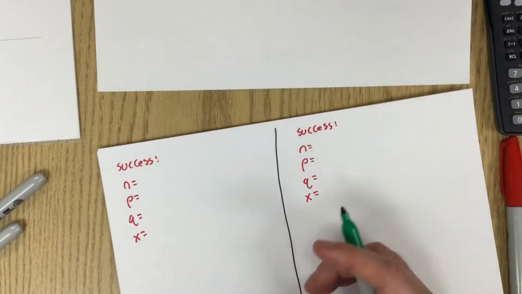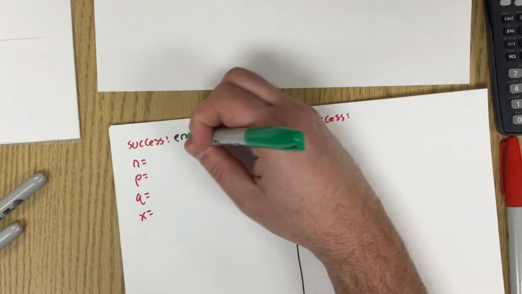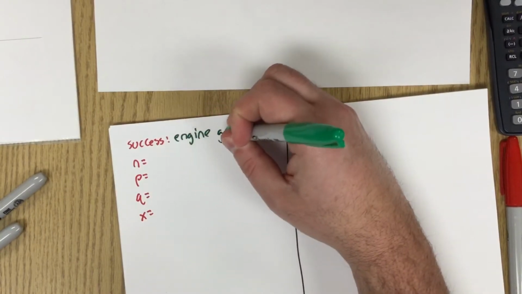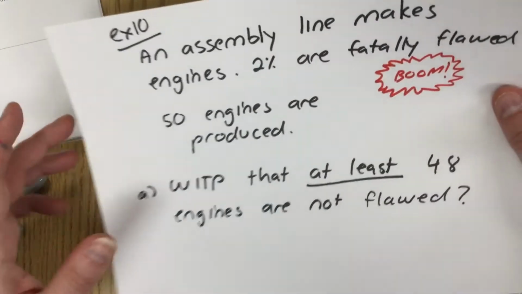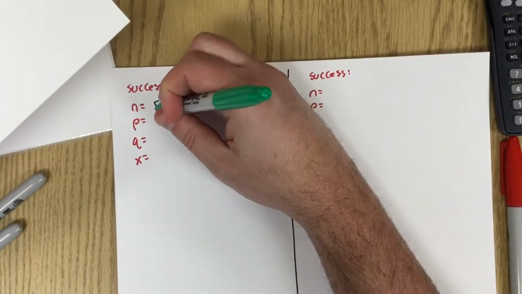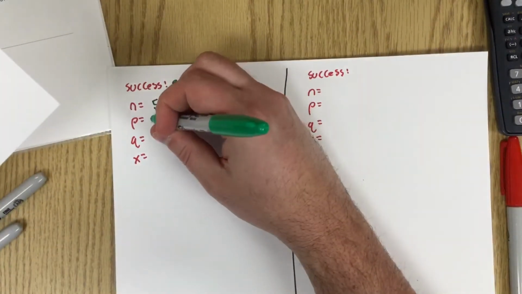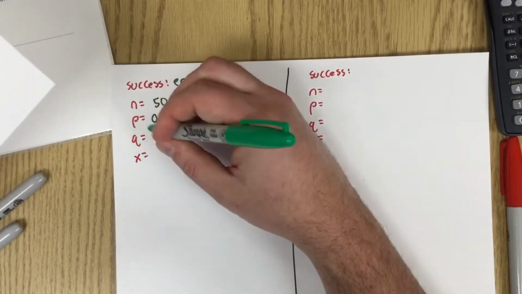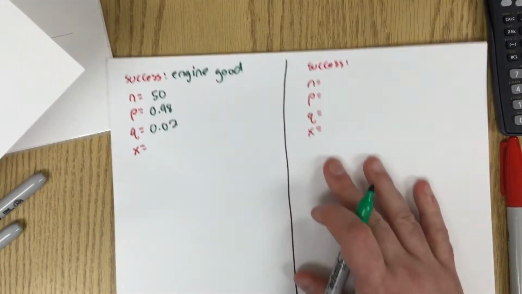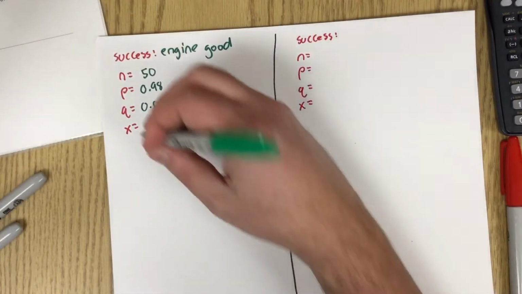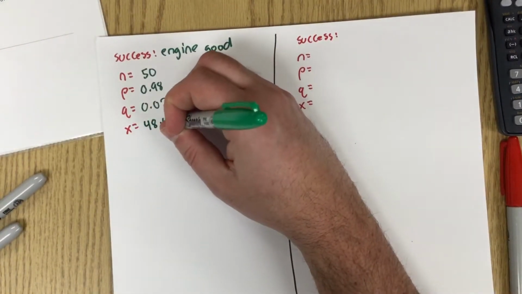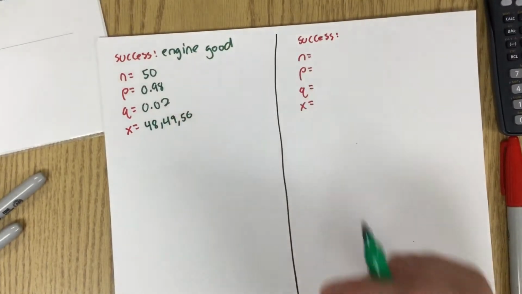What I could say is that a success is, let's use the traditional definition of success, that the engine is good. So how many trials do we have? We have 50 engines produced, so 50 trials. The probability of one being good is 98%. The probability of being bad is 2%, or 0.02. And we want at least 48 to be not flawed, at least 48 to be good. So we're going to have three cases: 48, 49, or 50.